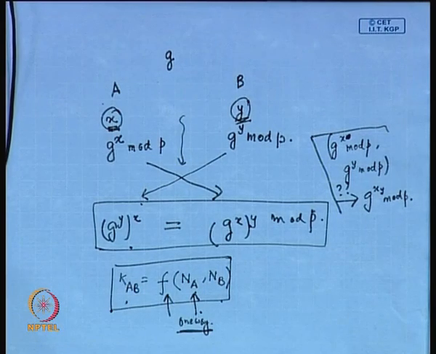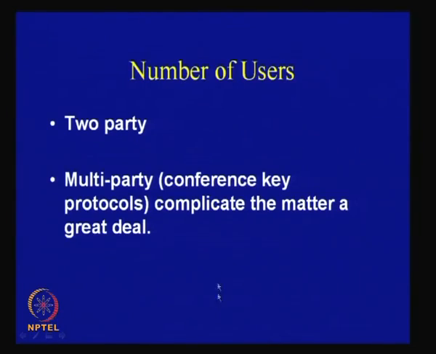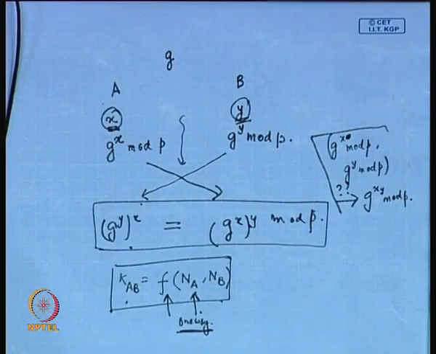You can also categorize protocols based upon the number of users. As I told you, you can have two party protocols or multi party protocols, which are also called conference key protocols. Conference key protocols complicate the matter a great deal and more criteria and requirements come up, but the basic criteria we have seen already still remain. The protocols have to be more complex and consider more practical scenarios and problems. Now let us see one example of a hybrid protocol.